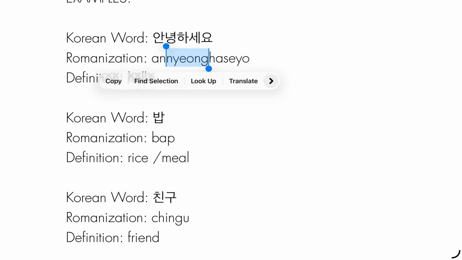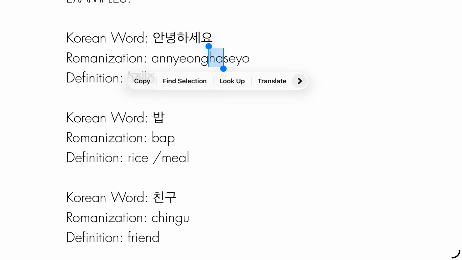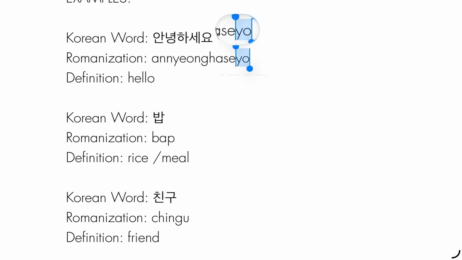Nyong. Next syllable block is ha. Next syllable block, se. And the last syllable block, yo. 안녕하세요. Right? It means hello.